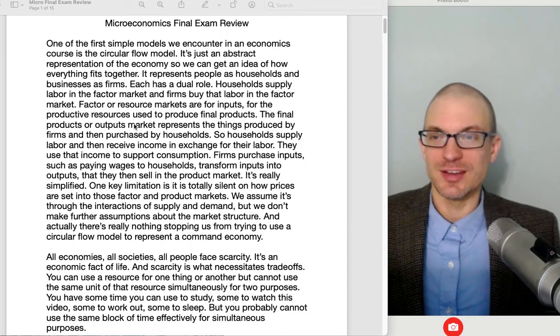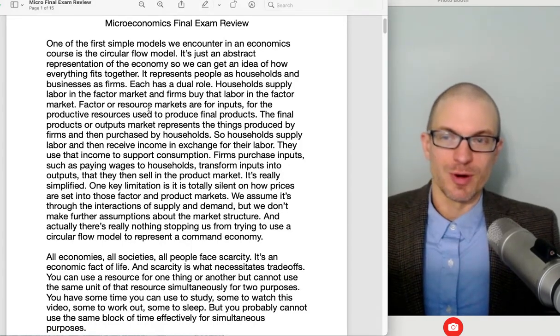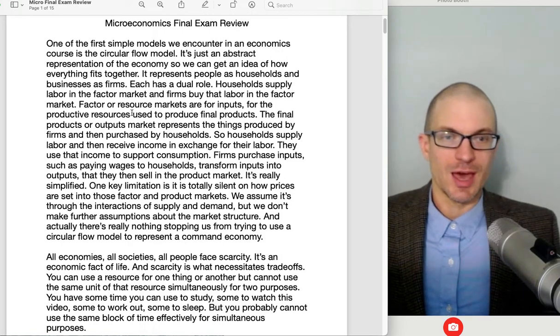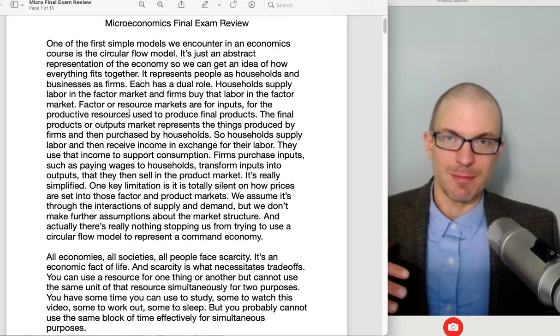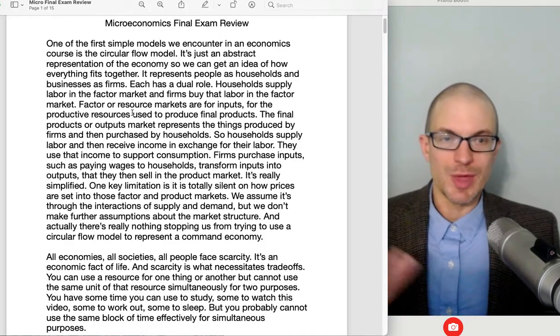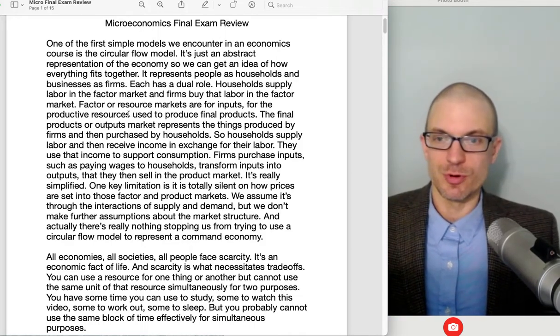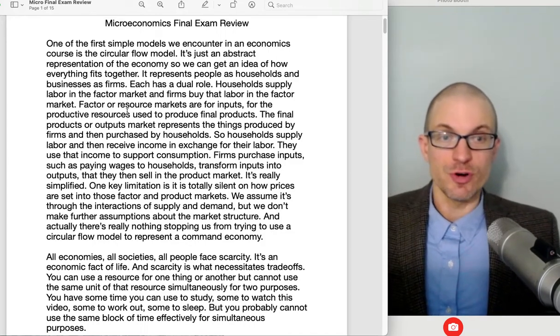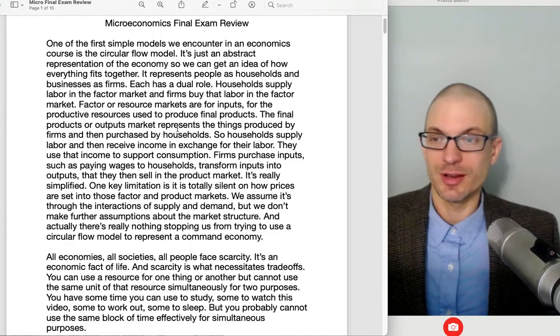So the basic idea is we have the factor market, or the resource market, for the inputs used in production, and we have households as sellers in that market and firms as buyers. And then we have the product market, the output market, where we have the final goods or services actually produced, and we have the households as buyers in that market. We have firms as producers, as sellers in that market. And so the final products or output market represents things produced by firms and then purchased by households.